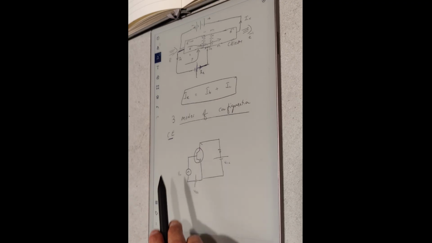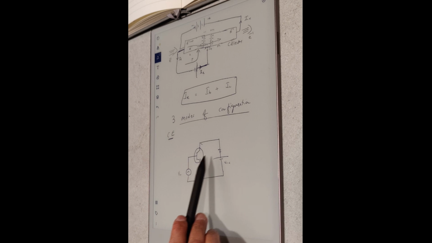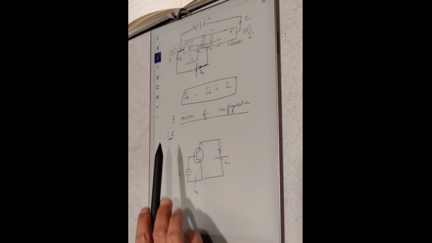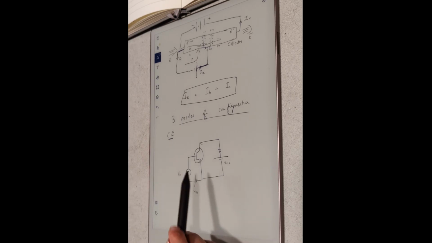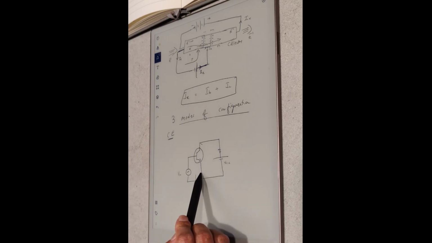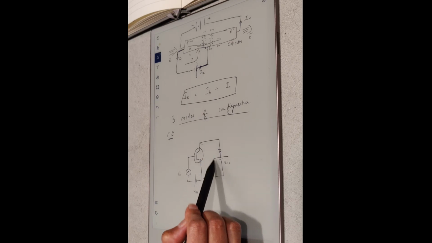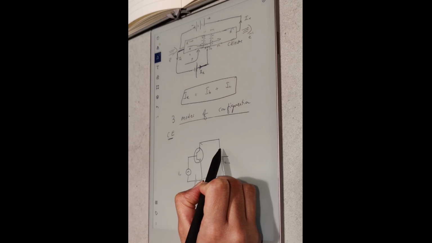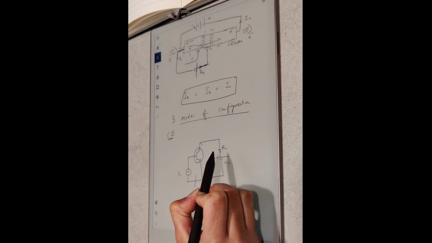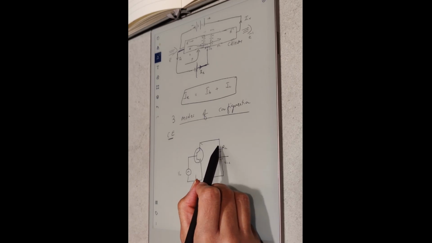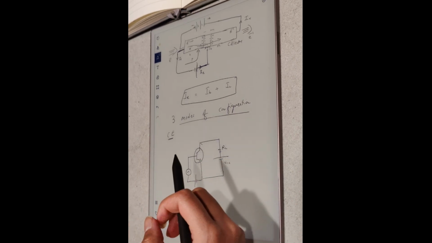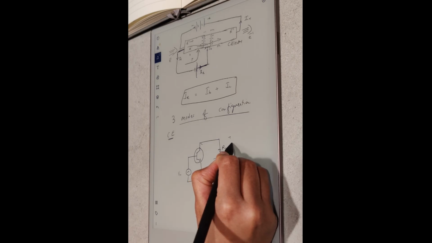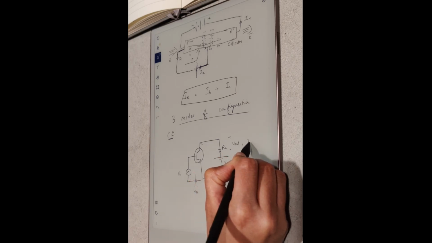So this is my NPN transistor, but this configuration is called common emitter. Why is it called common emitter? Because I have this emitter which is common to this output circuit and the input circuit. By the way, this is called the load resistor. Think of it as a point where you're measuring the output, V out, or even I out.